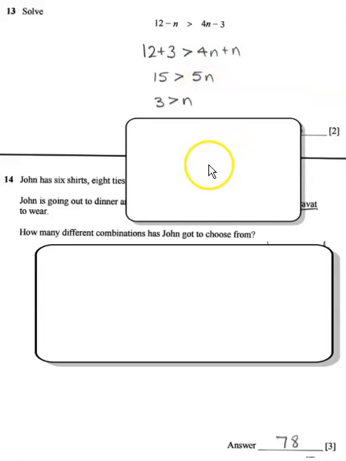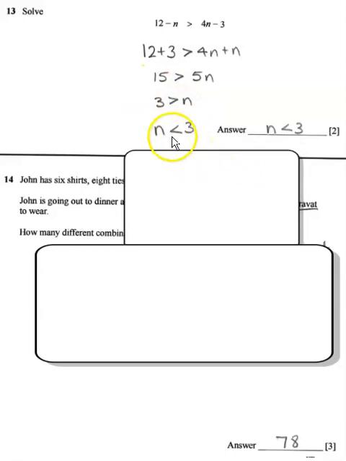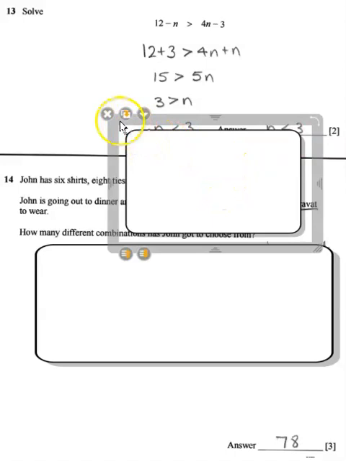which is 3, so 3 is greater than n. But if we change it around to have n on the left hand side, the sign has to flip so that it is still pointing to the n. So n is less than 3, and that's the final answer for that one.